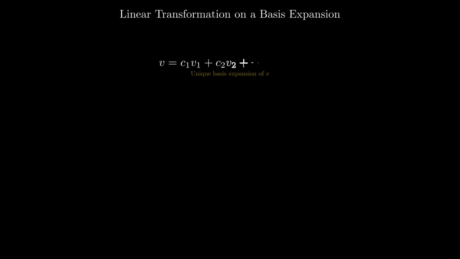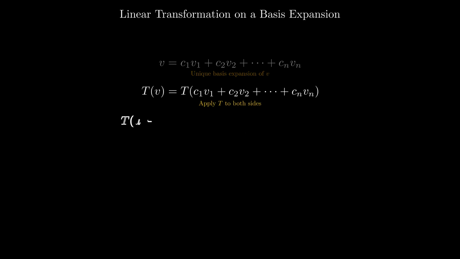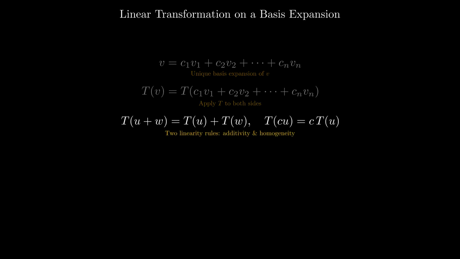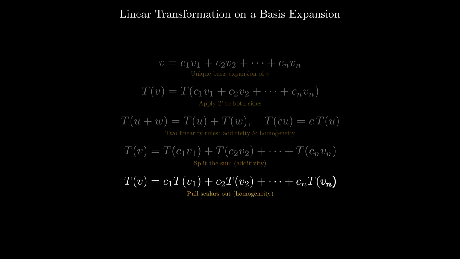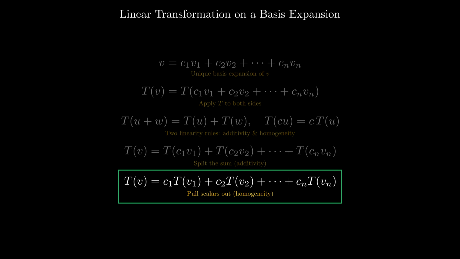Now apply T to both sides. Linearity gives us 2 rules. First, T of a sum equals the sum of the T's. Second, T of a scalar times a vector equals that scalar times T of the vector. Let's push T through the expansion. The sum splits apart using additivity, and then the scalars slide out using homogeneity. We're left with T of v equals c1 times T of v1 plus c2 times T of v2, and so on, plus cn times T of vn. Same coefficients, new vectors. The transformation is fully reconstructed from just its action on the basis.